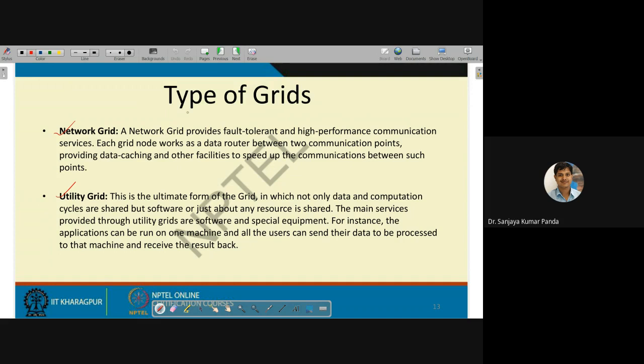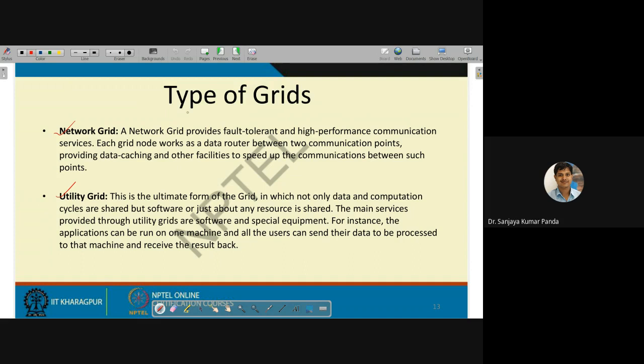Just like we are paying some amount and we are getting the service. We go to a particular restaurant, we pay some amount, we take the food. That is also a utility, right? So utility is not restricted to a particular component, but it varies with respect to a lot of components. The main services provided through utility grids are software and specific equipment.